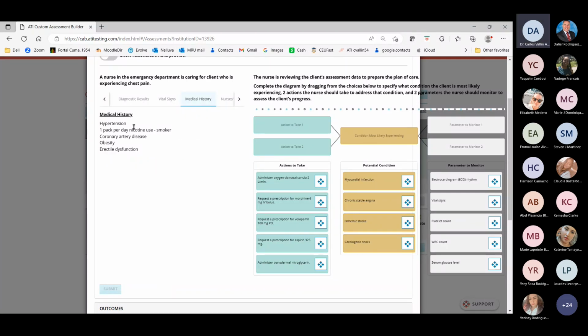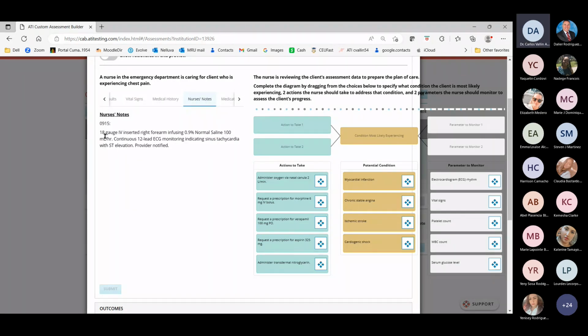Medical history: hypertension, smoker, 1 pack per day, coronary artery disease, obesity, erectile dysfunction. Notice that they are introducing an element that you should be suspecting something important here. Patient is a male with erectile dysfunction and is having a myocardial infarction.